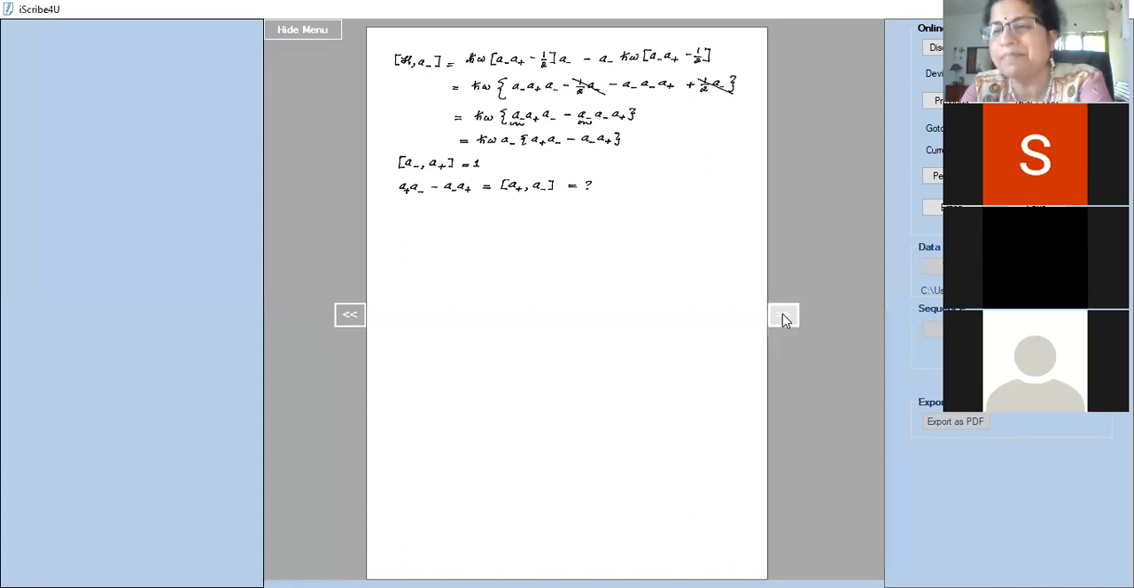Minus 1. Absolutely correct. You remember, the commutator of AB is nothing but minus the commutator of BA. So this is going to be minus 1. All right, so what we will get now is that the commutator of H and A minus is equal to H cross omega A minus, minus 1. So it is equal to minus H cross omega A minus. So this is your commutator H, A minus.